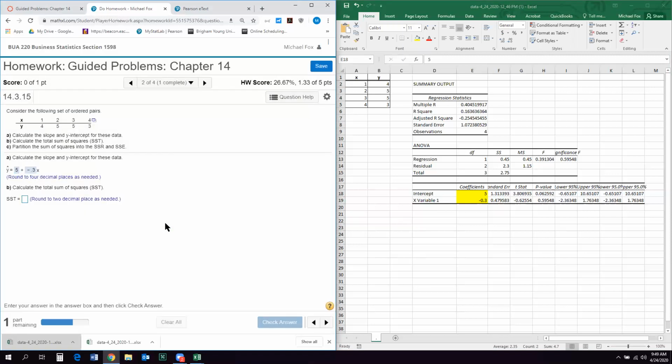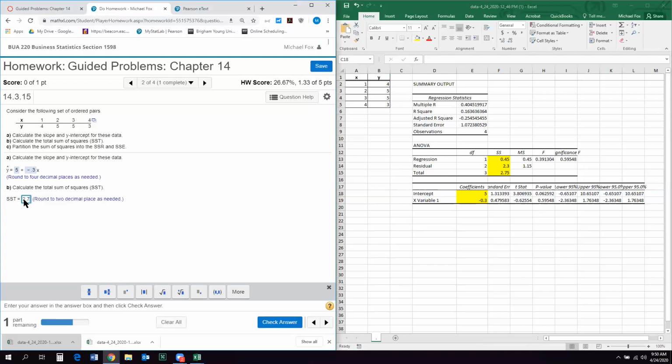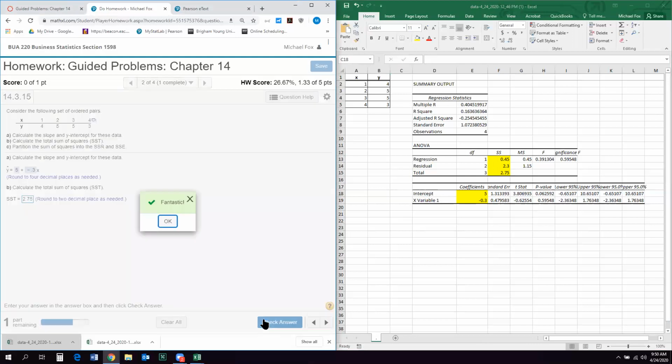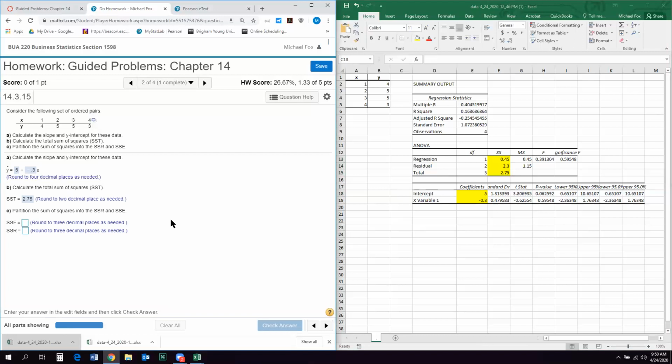Then it's going to ask you for all these things, your sum of squares. This is given to you in this output right here under SS, which stands for sum of squares. Sounds complicated. So SST is your sum of squares total. In this case, it's 2.75. This is way easier than trying to calculate each of these.